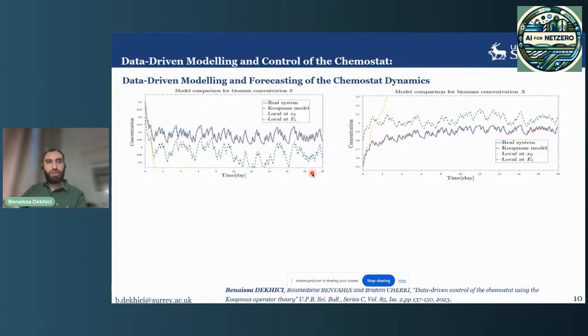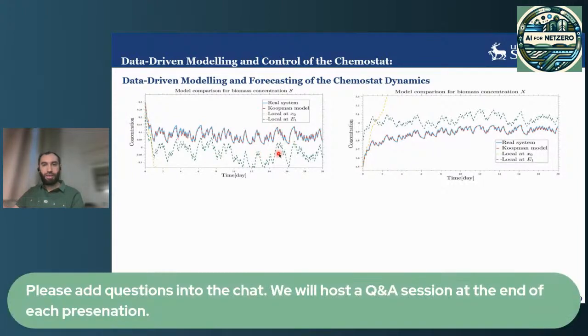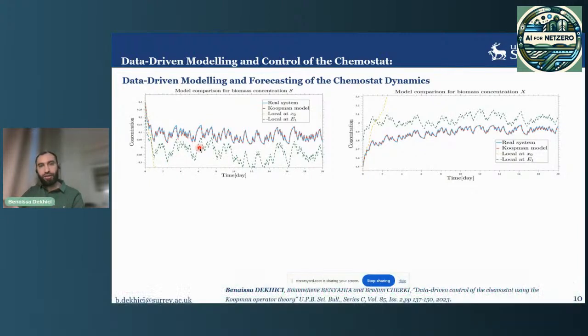So those are some results here. We have tried to model and forecast the chemostat dynamics as a two-state model. It's a really basic model, as you saw, but it's strongly nonlinear. And you can see that the Koopman model is following any sudden changes in the real system. We have compared the results here with some famous local predictors, as you can see. The Koopman model was capable of capturing, purely from data, of course, the main dynamics of the real nonlinear system of the chemostat, which is really interesting.